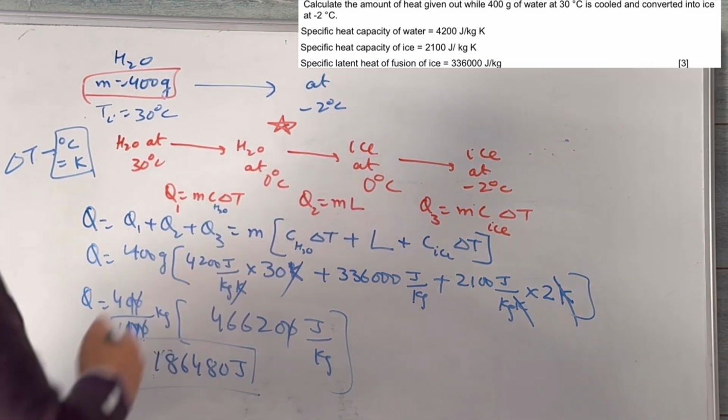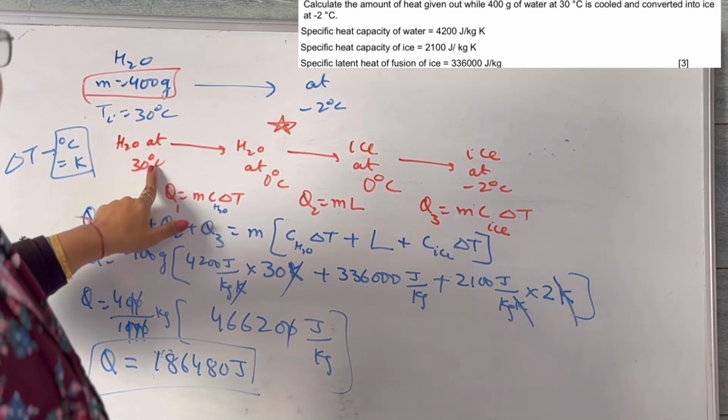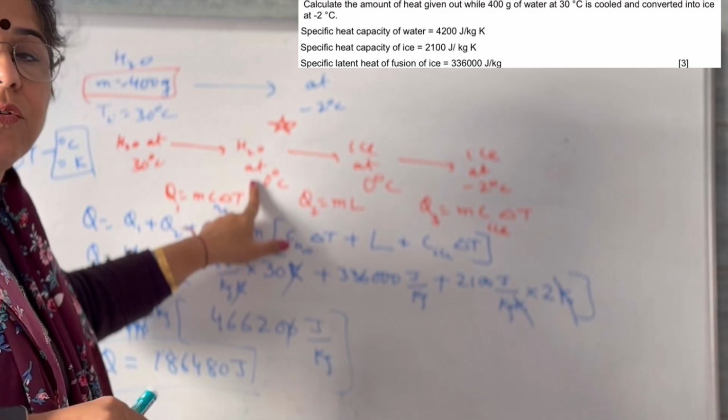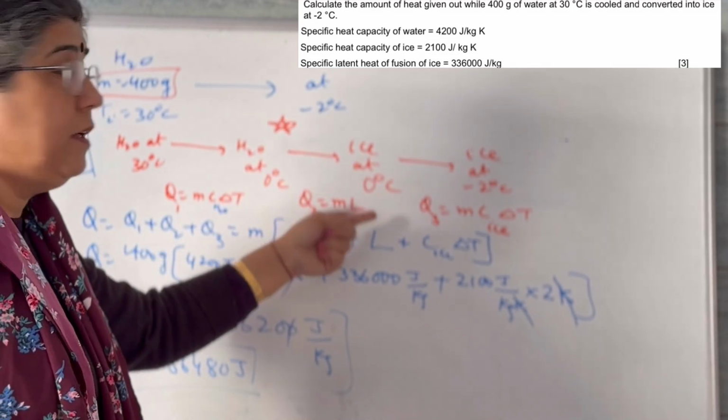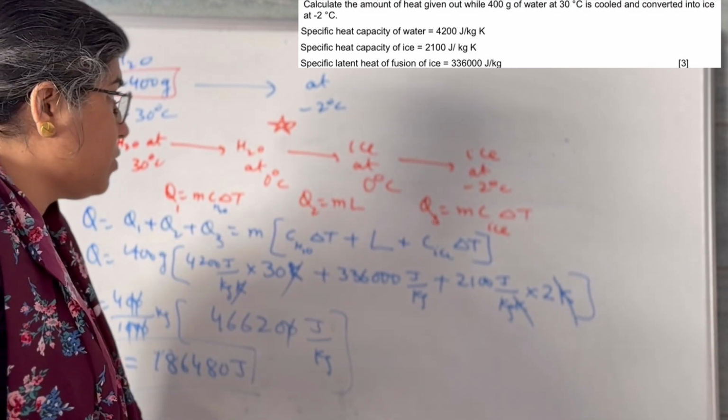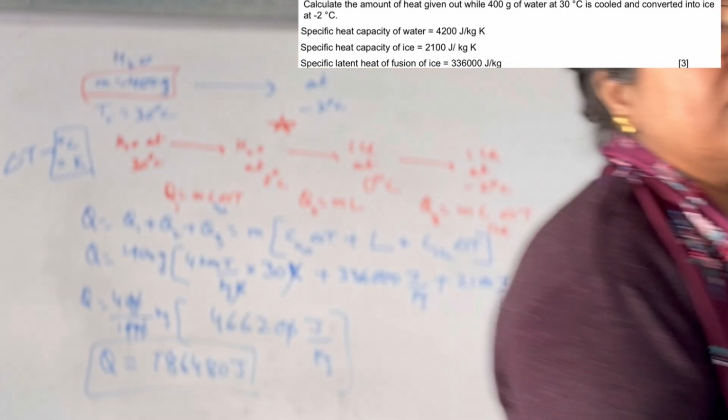Remember the steps. Water at 30 cools to water at 0. Then water at 0 converts to ice at 0 with mL heat. Then ice at 0 cools to ice at minus 2 degree centigrade.